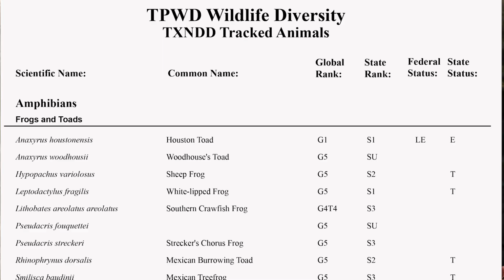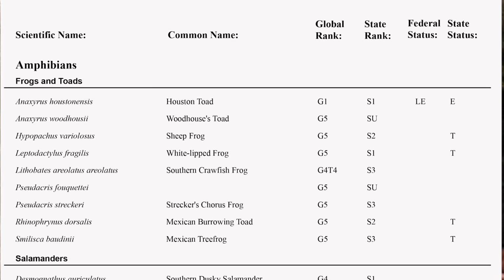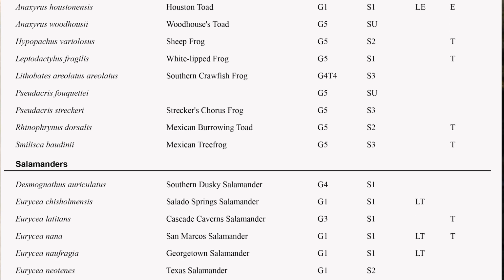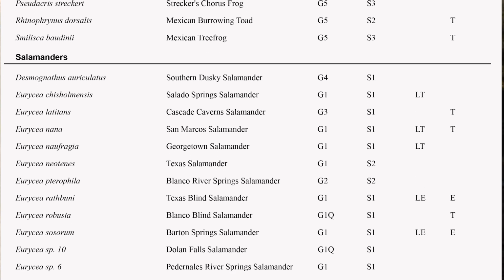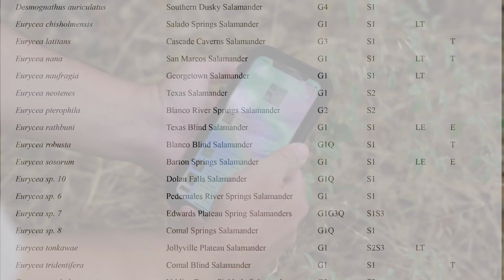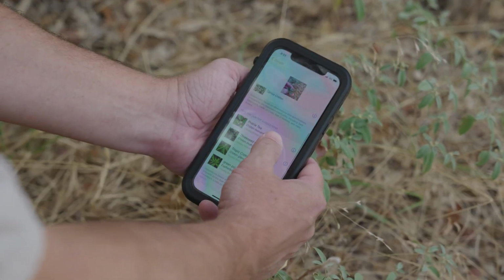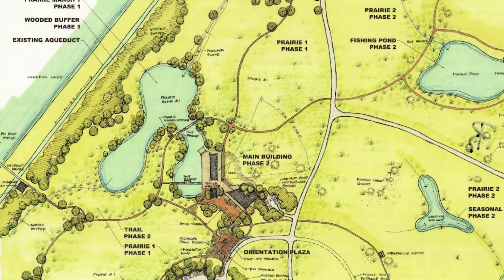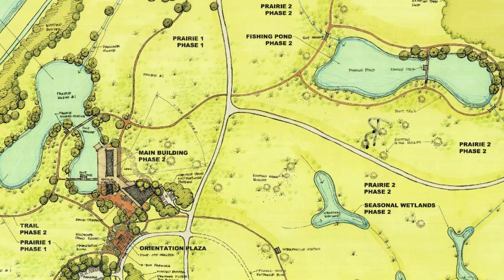So this is a database where we have vetted information for use by other agencies, by other organizations, and the general public to document where species are occurring, and use this information to inform their management practices.